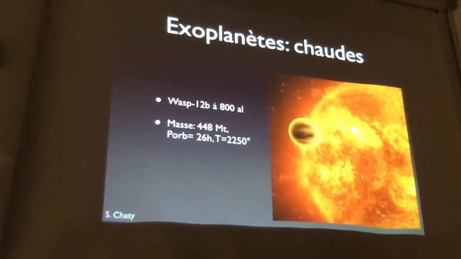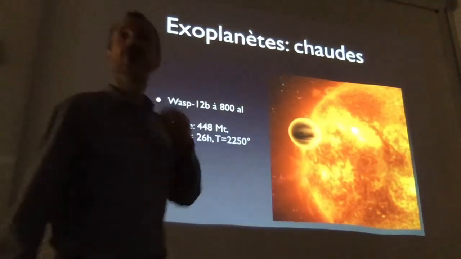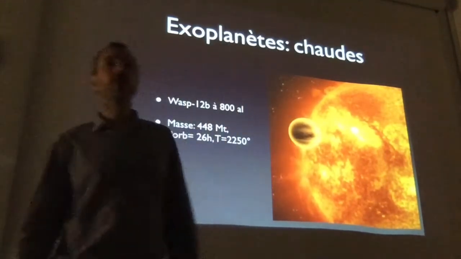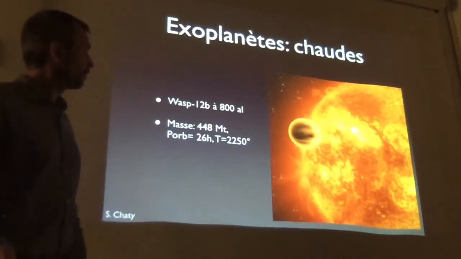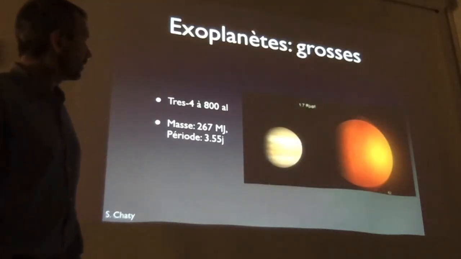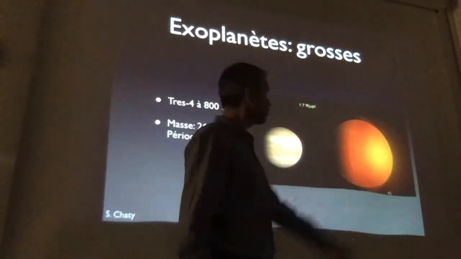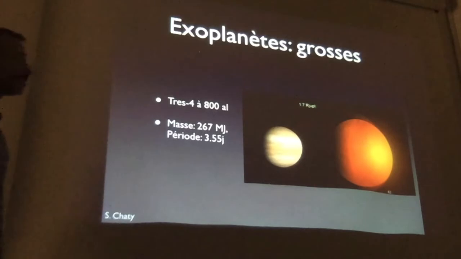Well, you have some hot exoplanets. So this, for instance, is the hottest exoplanet we know of, with an orbital period of 26 hours, so nearly 1 day. Probably the temperature is of the order of 2,000 degrees on the planet, so nice weather. Big planets. So this is a planet which is 277 masses of Jupiter, with a period of 3.5 days around the star.